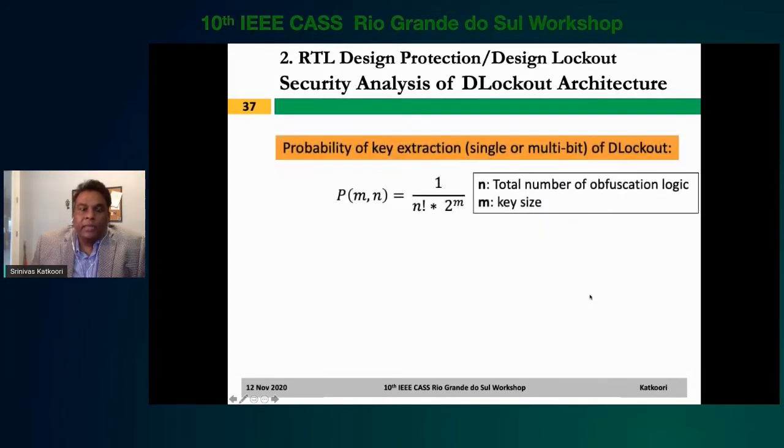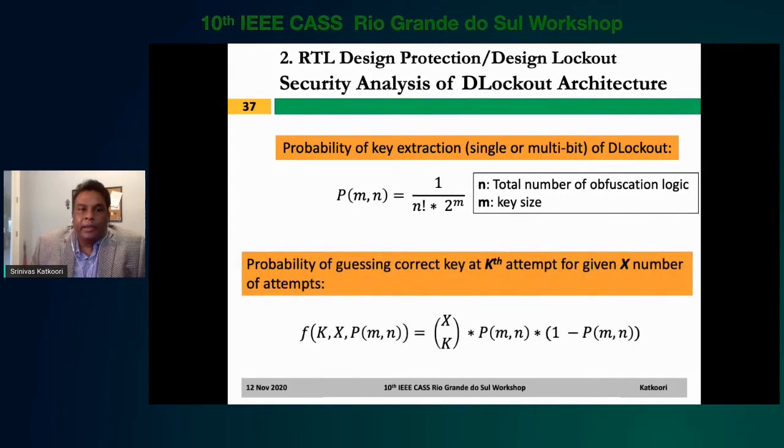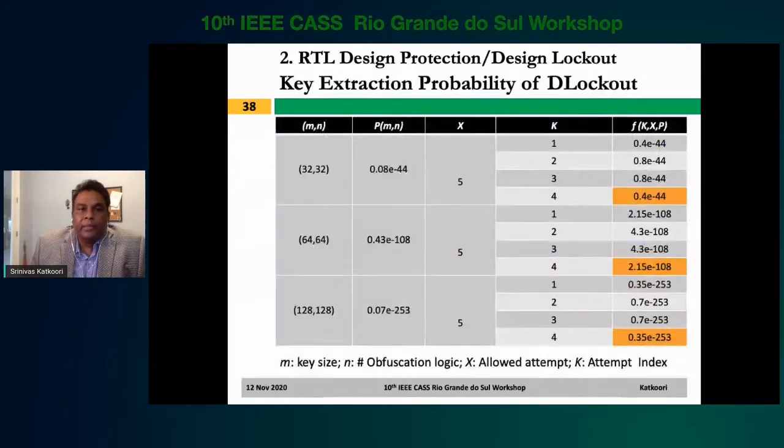So again, we have done analysis of what is the probability of key extraction for de-lockout. I will not go into the math here, but what we see is that for 32-bit and 128-bit and so on, the probability is going to increase quite a bit, and it's much harder to break the locked out design.